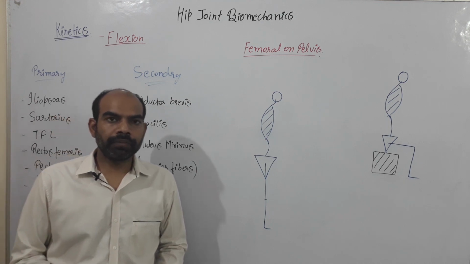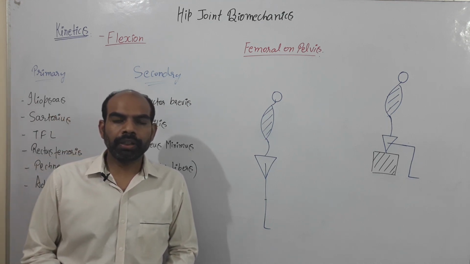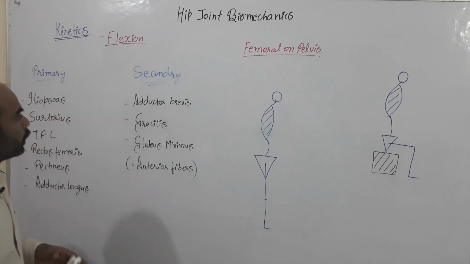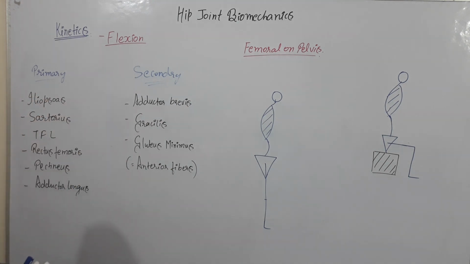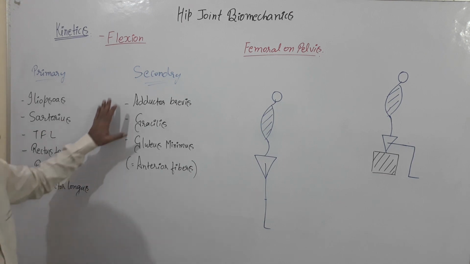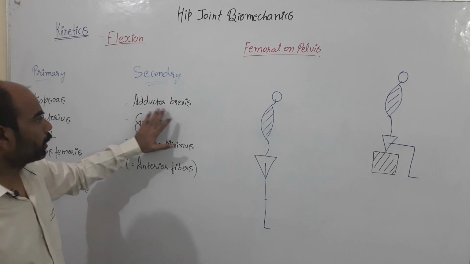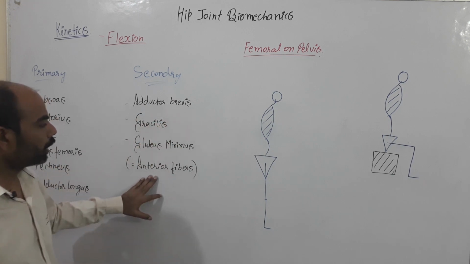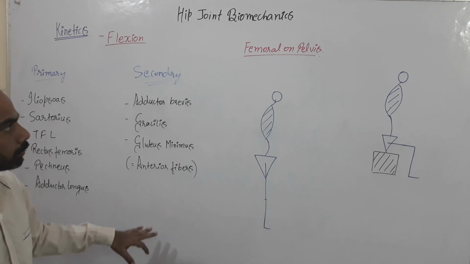Dear student, today we are going to discuss the kinetics of the hip joint. So the first movement is flexion. The primary muscles for hip flexion are iliopsoas, sartorius, TFL, rectus femoris, pectineus and adductor longus. And the secondary muscles are adductor brevis, gracilis, and the anterior fibers of gluteus minimus.